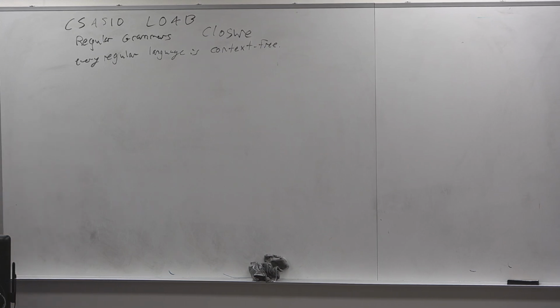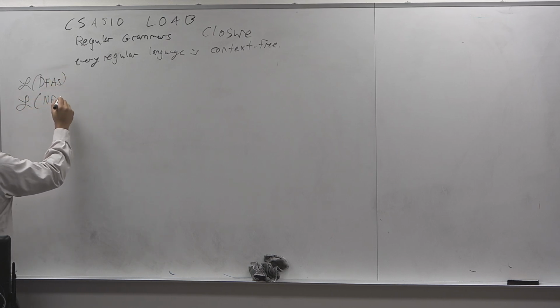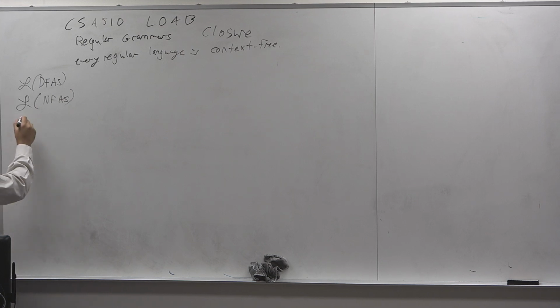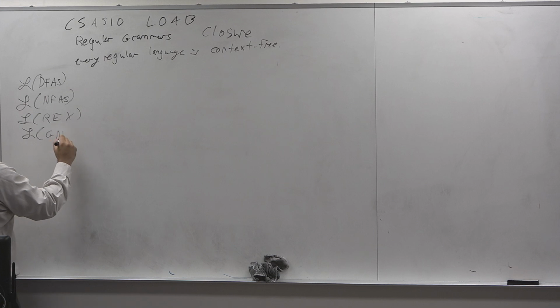First off, name every possible device that we know defines or accepts or decides a regular language. We have DFAs. We have NFAs. What else do we have? Regular expressions. We also technically have GNFAs. That was really just a useful thing in the proof of equivalence with regular expressions. We're going to take one of these and show that it's contained within the class of context-free languages.